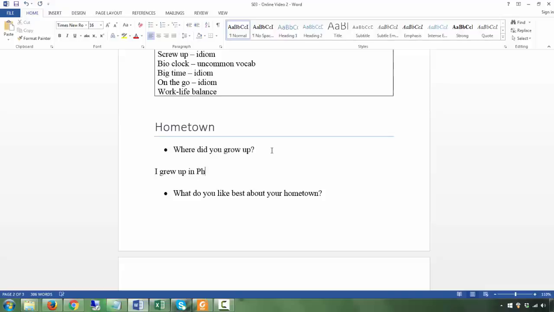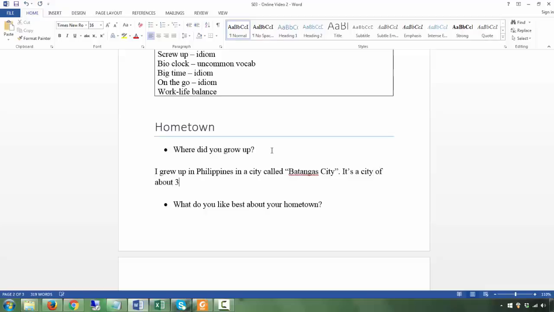I grew up in the Philippines, in a city called Batangas City. I know this place because a friend of mine is from there. It's a city of about 300,000 people. I found this out in Wikipedia.